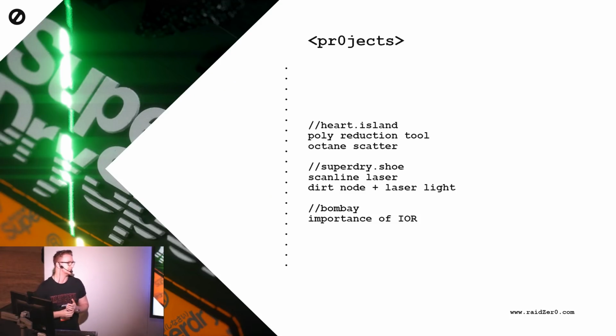Okay, so a couple of the projects I'm going to feature today. Heart Island, which is a pharmaceutical piece that I did in Photoshop. I'll be covering the Polygon Reduction tool and Octane Scatter. Superdry Shoe, where I worked on the pitch and the initial winning of the job, and I'm going to take you through how we did that, and how to make a Scanline laser in Cinema 4D with Octane. And lastly, Bombay Sapphire. I'm going to take you through the importance of physically based shaders and the use of Index of Refraction.